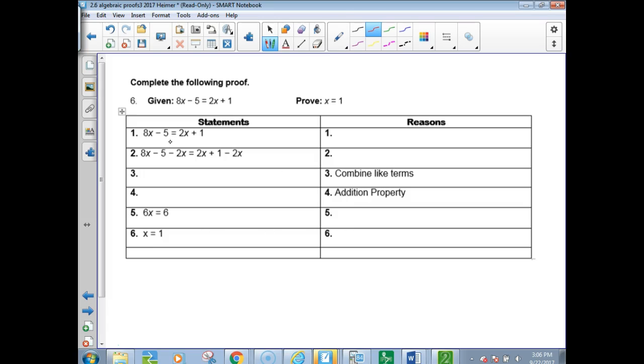All right, let's just go for it. This first one would be the given. Then we have subtracted 2x from both sides, and that would be the subtraction property. We would combine our like terms and get 6x minus 5 is equal to 1.